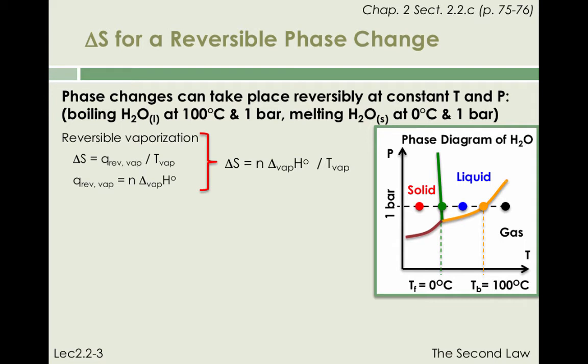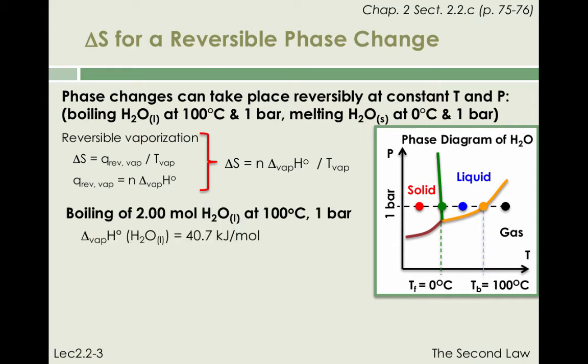Let us apply this equation for the boiling of 2 moles of water liquid, for which the standard vaporization enthalpy is equal to 40.7 kilojoules per mole. We convert the boiling temperature from degrees Celsius to Kelvin to obtain T vaporization equals 373.15 Kelvin, which leads to delta vaporization S equals 2.00 mole times 40.7 kilojoules per mole divided by 373.15 Kelvin, equal 218 joules per Kelvin.